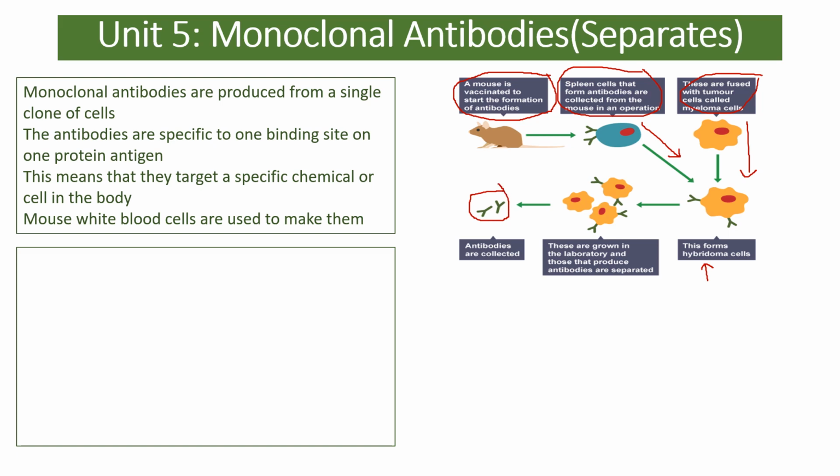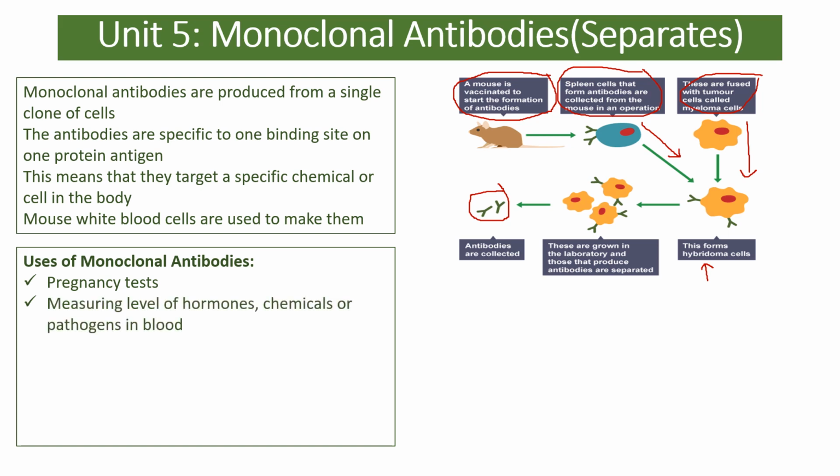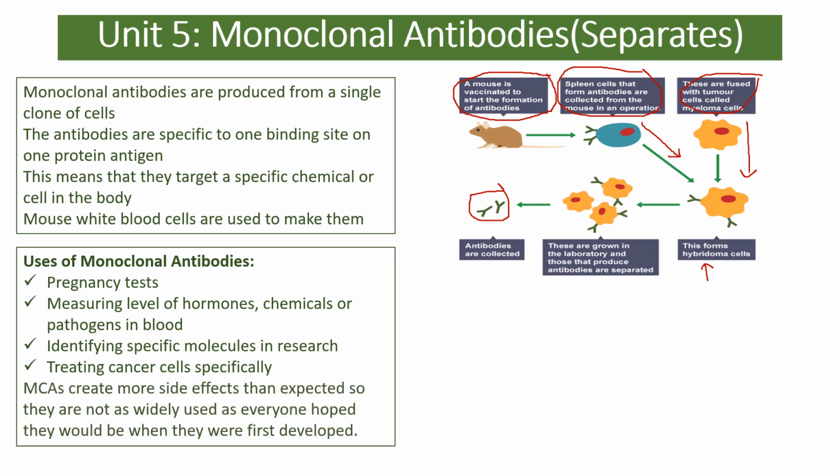So obviously there are ethical issues here because the mouse wouldn't survive during this, and many mice have probably died in producing this. The uses of monoclonal antibodies could be pregnancy tests, measuring the levels of hormones in our blood, drug tests, things like that, identifying specific molecules that we're researching and looking at diseases maybe, or treating cancer cells. And the problem we've got is that often monoclonal antibodies have actually created a lot of side effects. So at the minute they haven't been as successfully used as we'd hope.